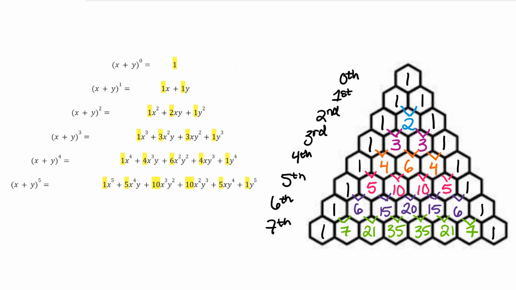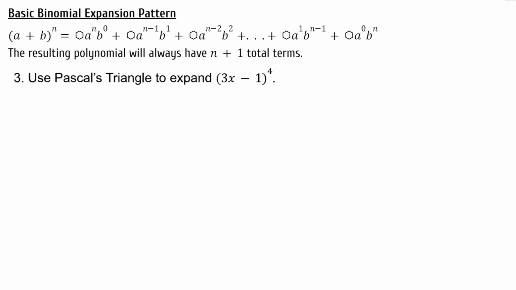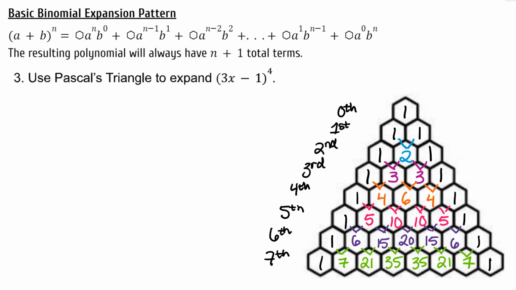The coefficients for (x + 1)^3 are 1, 3, 3, 1, found in the third row. Your top row is the 0th row because it represents (x + 1) to the power of 0. Here's your basic binomial expansion pattern for (a + b)^n. The first term is a^n b^0. Each of these little hexagons represents the numbers from that particular row of Pascal's triangle.